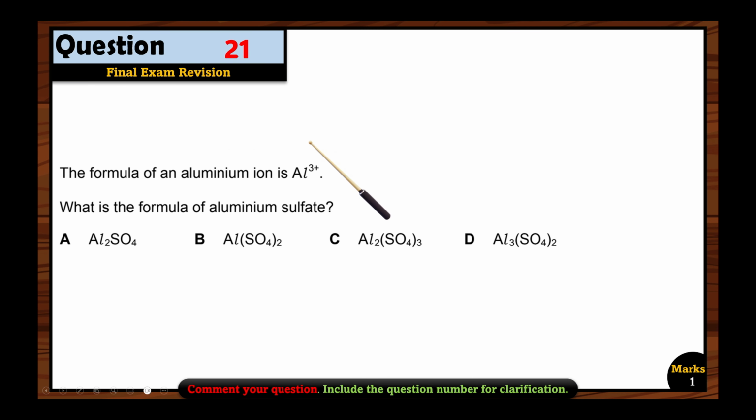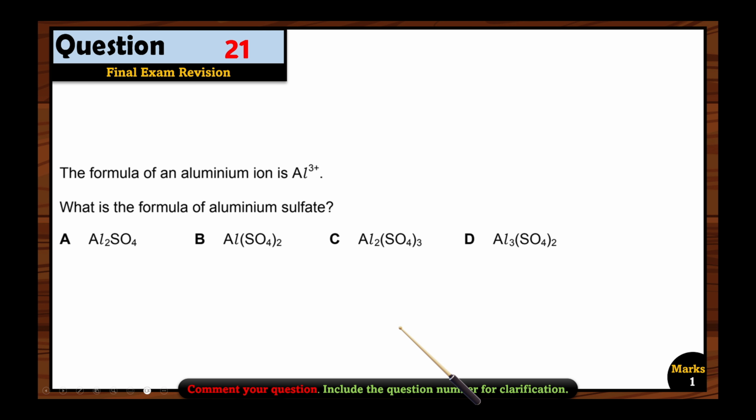Question 21. The formula of aluminium ion is Al3+. What is the formula of aluminium sulfate? Same, you just have to cross these oxidation states. Sulfate, I already told you, is a polyatomic ion and it always has a -2 charge, right? So when they cross each other, the 2 will come for the aluminium. So aluminium will be Al2 and sulfate will be SO4 into this charge, 3. So this is the right option. Option C is correct.